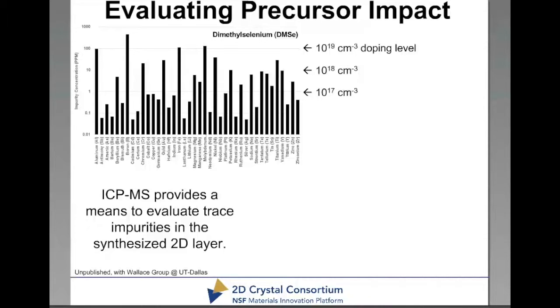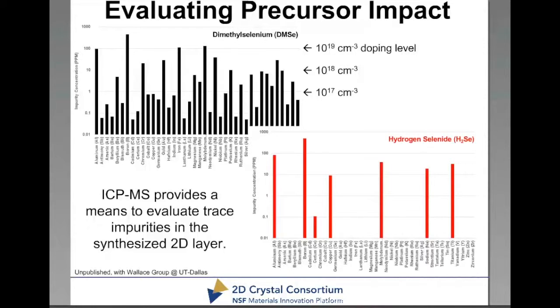So let's do that with our tungsten diselenide. In this particular case, we took a tungsten diselenide that was grown with dimethyl selenium. We put it in this laser ablation ICP mass spec, in collaboration with the Wallace group at UT Dallas. And what you find is there are about 40 different elements that show up in this material, in addition to tungsten and selenium and carbon. So those aren't even listed on here, right?